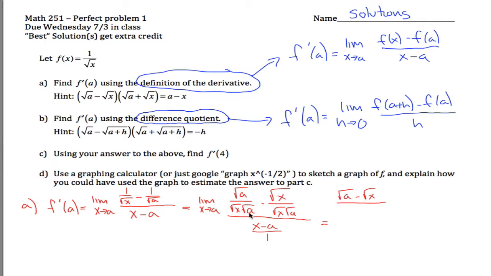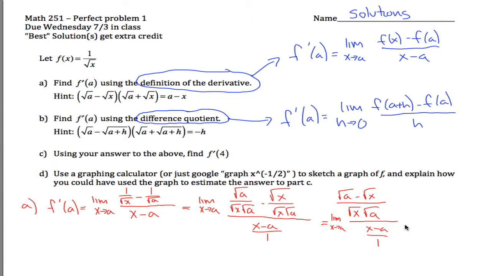The square root of x times the square root of a is the same as the square root of x times a. It's one of these exponent rules. If you know that, great. If you don't, turns out you don't even need it for this problem. So I'm just going to leave it the way it's written, although you could write that differently. And don't forget that this is the limit as x approaches a of this thing. So it gets me to here.